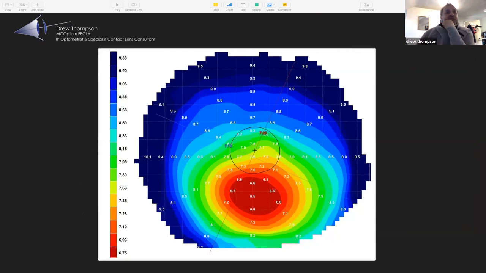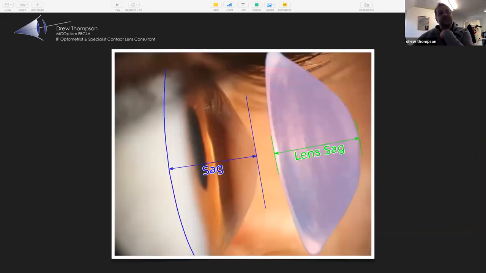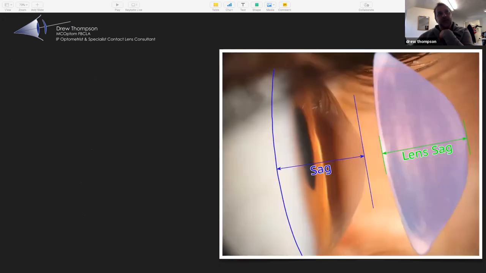So this is a topography of a keratoconic patient. You can see the inferior cornea is very steep there, that hot spot of steepening. If we fit the mini scleral lens onto this, this is where I was telling you before about the optic sections becoming really quite useful. So this is an optic section of a mini scleral lens on a patient's eye.